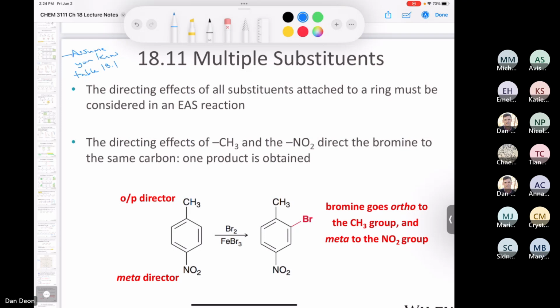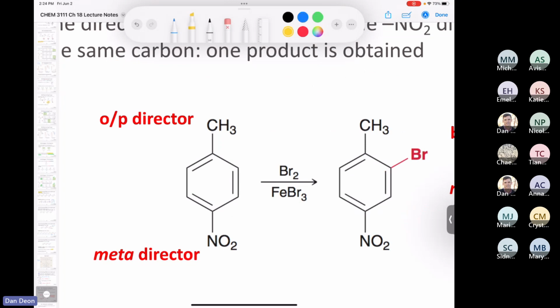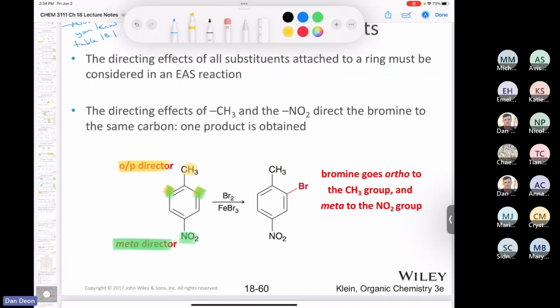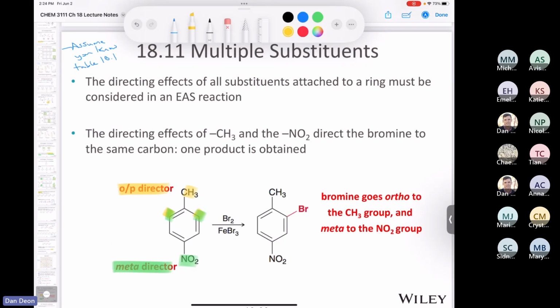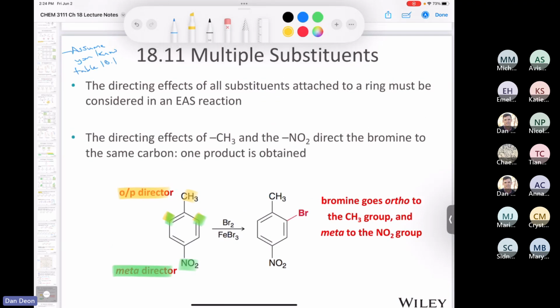into account in an EAS, or an electrophilic aromatic substitution reaction. The directing effects of the methyl and the nitro direct the bromine to the same carbon. So you only get one product, right? This is a great problem to have. You see you've got a methyl group, that's an ortho-para director. And then you've got a nitro, that's a meta director. Well, the nitro is directing here, and the methyl is directing here. So they're both directing to the exact same place. So your bromination is going to occur ortho to the methyl, and of course it's going to be meta to the nitro. So that one is everything set up for you, okay?